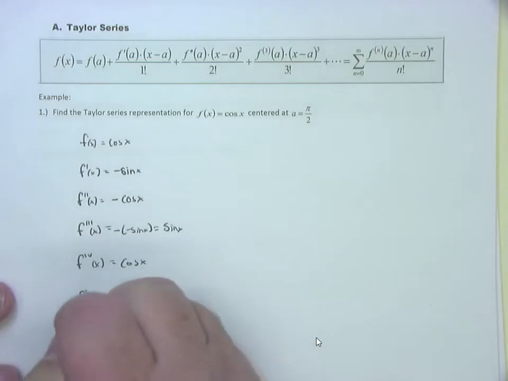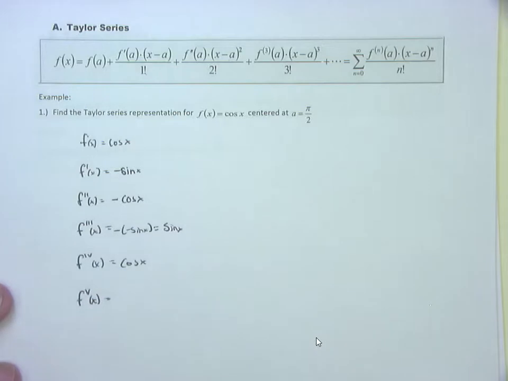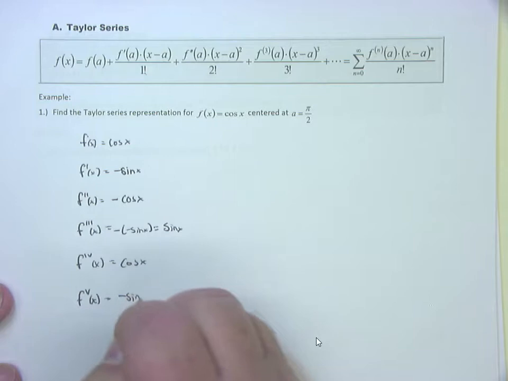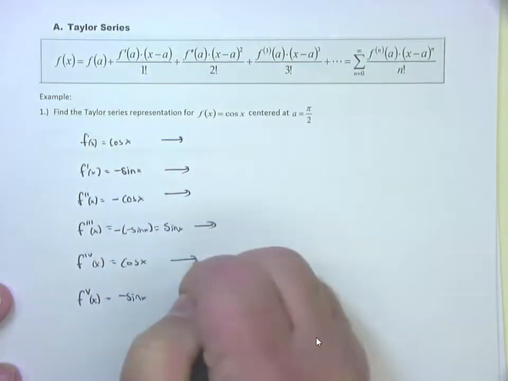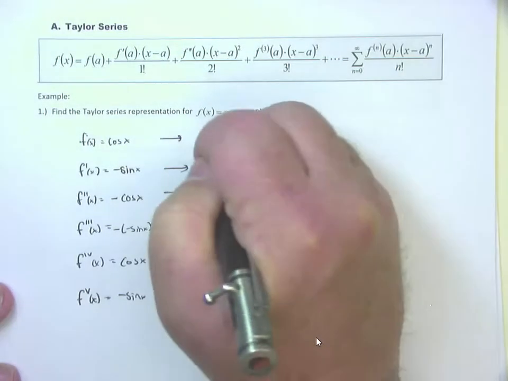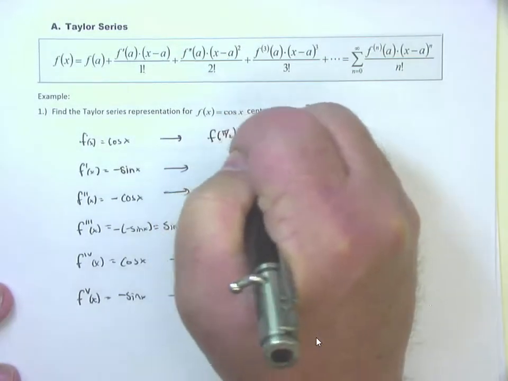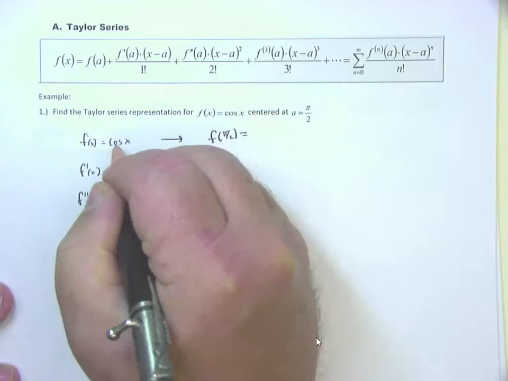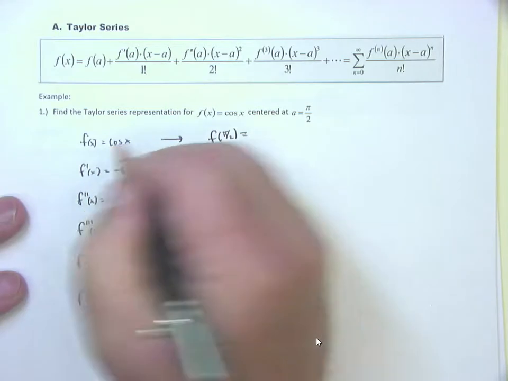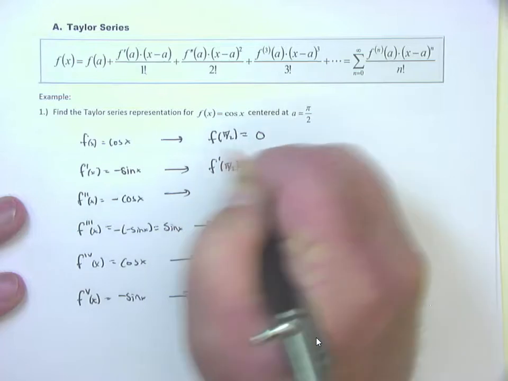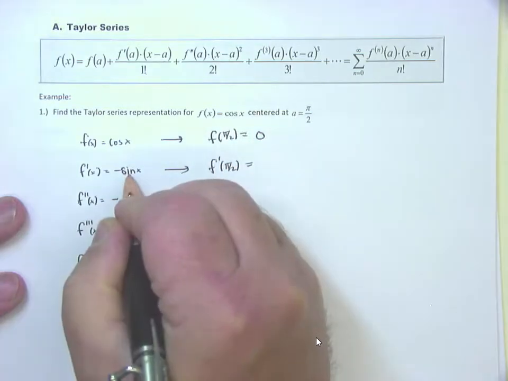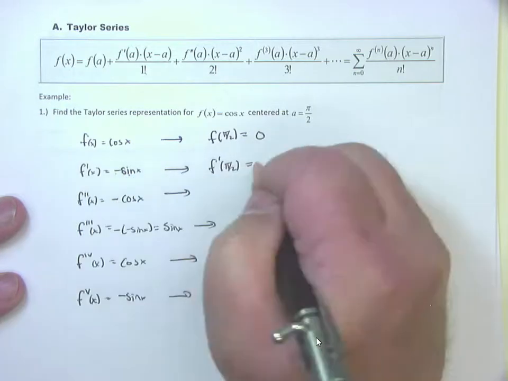So what is my fifth derivative? What is the derivative of cosine of x? Now back to it again: negative sine of x. Now, we're going to evaluate my derivatives at your centering point. So f of pi halves, that would be the cosine of pi halves, and the cosine of pi halves was what? 0. F prime of pi halves, that would be the sine of pi halves, and the sine of pi halves, the sine of 90 degrees, is 1 times that negative makes it negative 1.